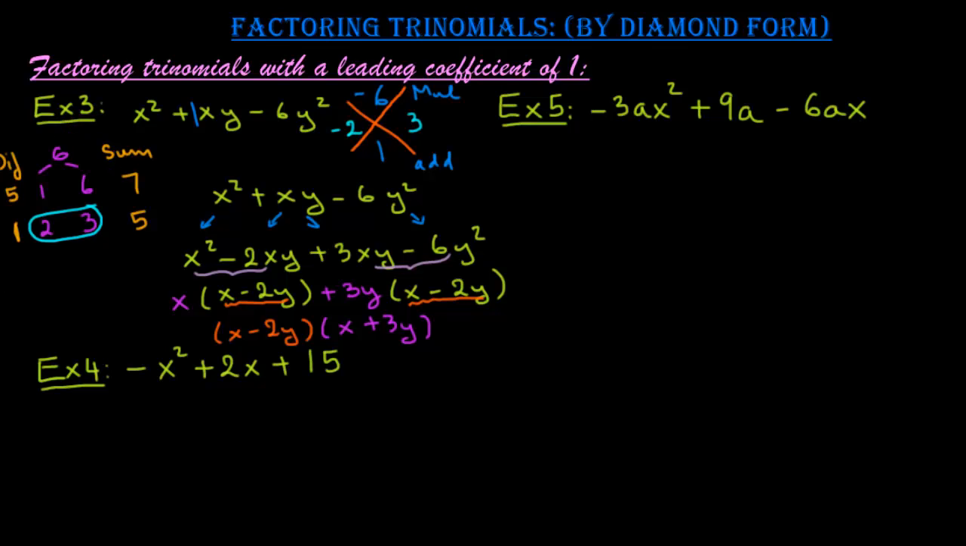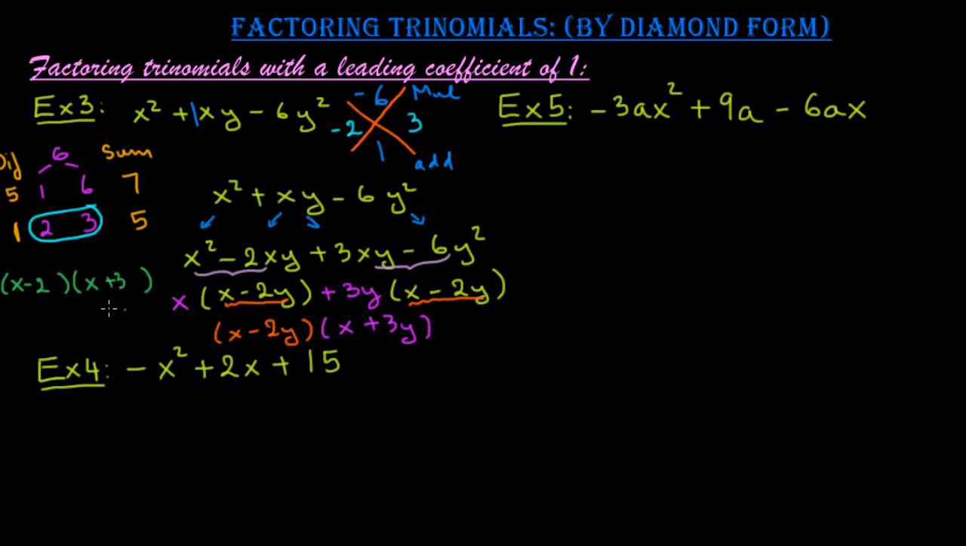But if I apply the idea we learned before, whatever I have from the diamond form should be my answer. So we will have things like this. We will have x and then a blank, times the other x and then a blank. So we fill in the blanks with the pair of numbers in the diamond form. So we have -2 and 3.